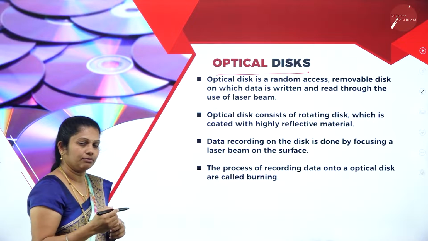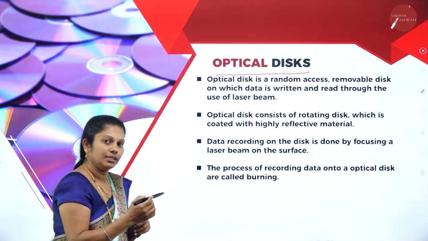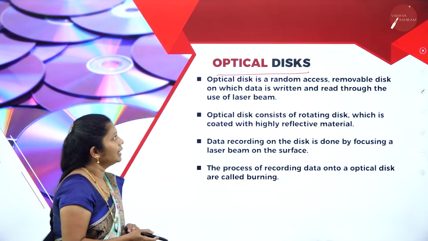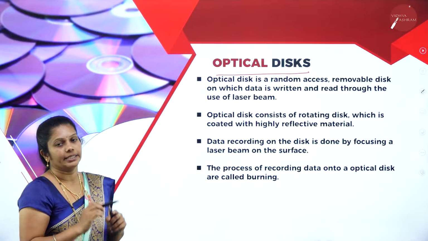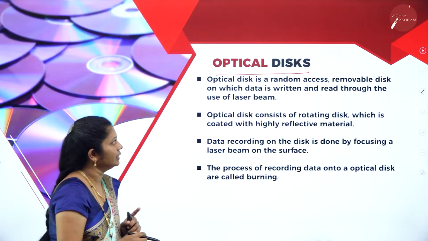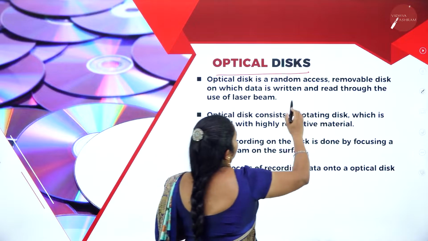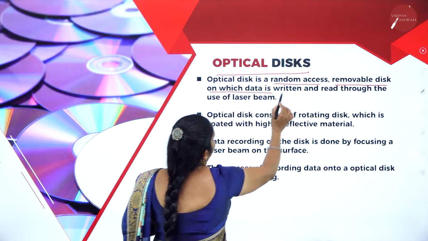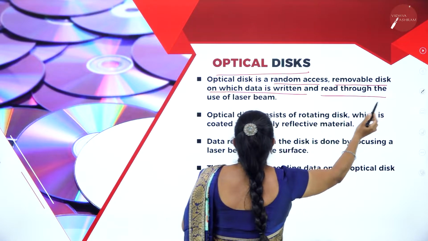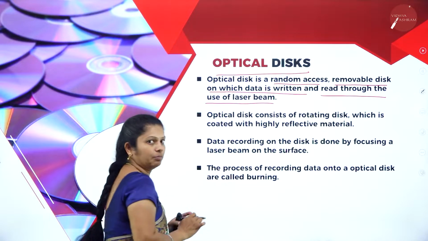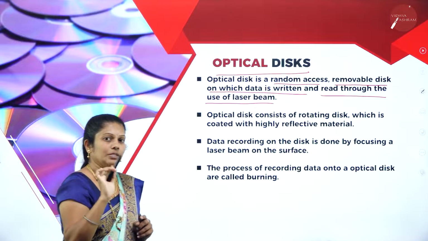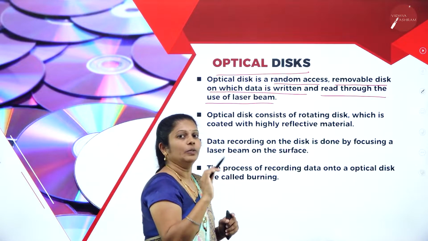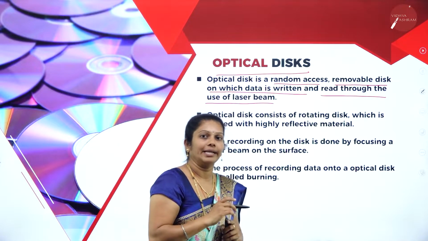Next we will discuss the optical disk. Now you already know about the hard disk as well as the floppy disk. What do we mean by an optical disk? An optical disk is a random access, removable disk on which data is written and read through the use of laser beams. By using laser beams, we can read the data as well as write the data on that disk.